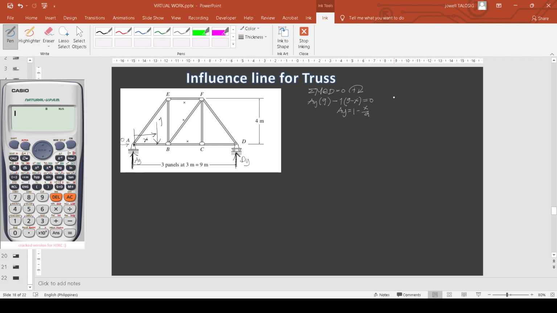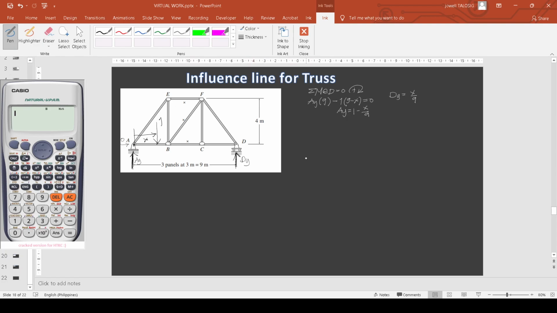So next is DY. By simply looking, we can conclude that DY is equal to x over 9 because AY plus DY is equal to 1. Okay? So next, we're going to solve first for the BF.